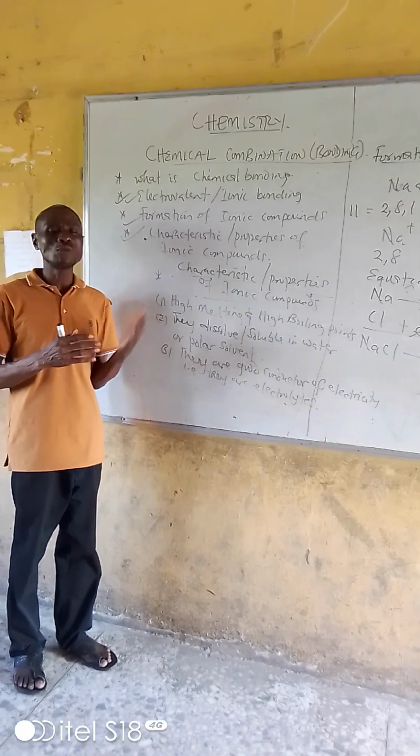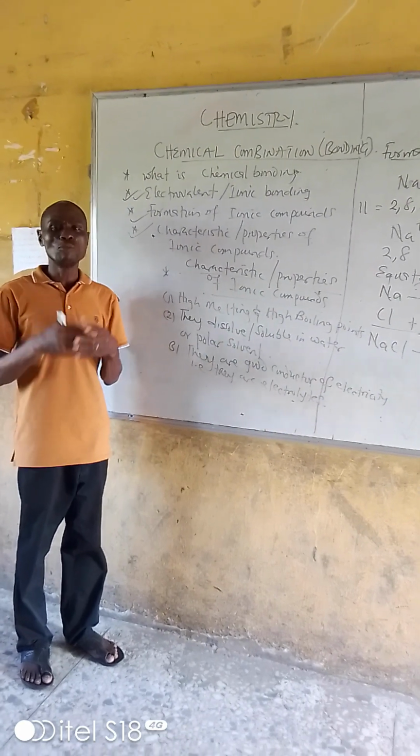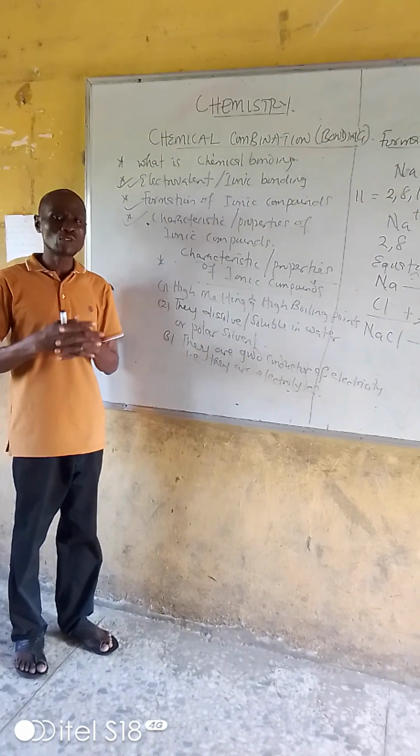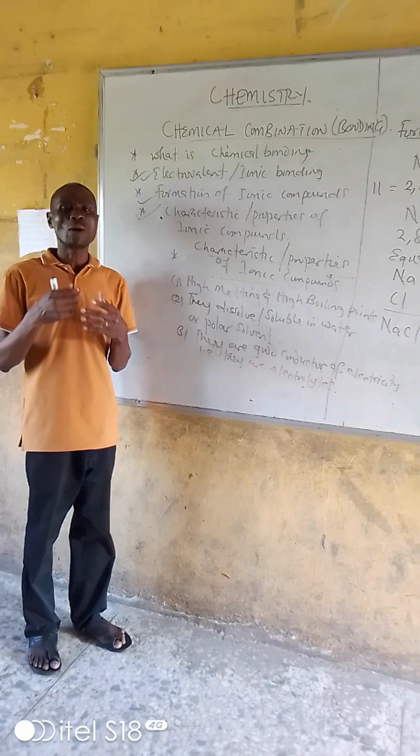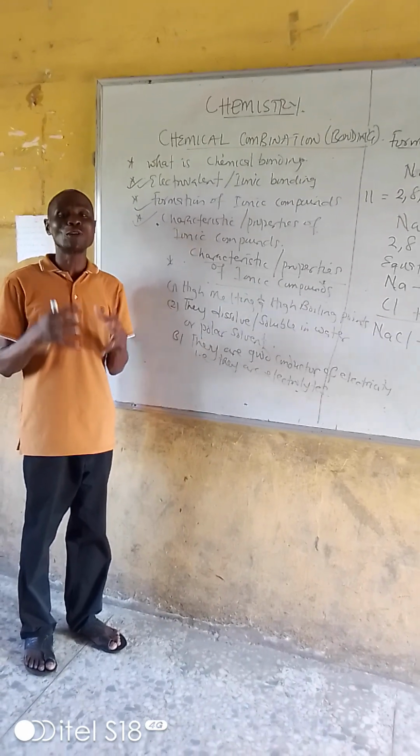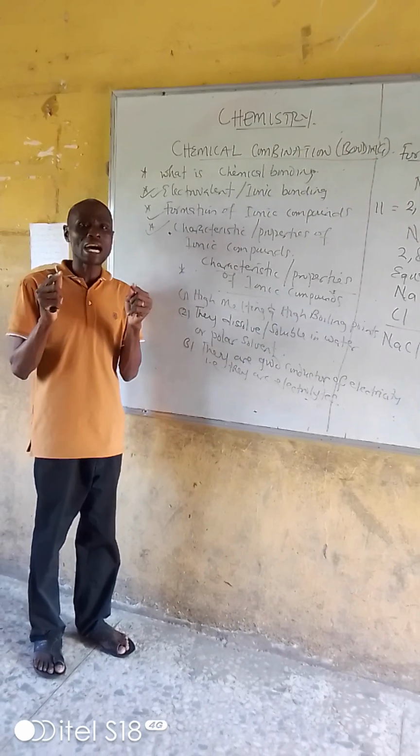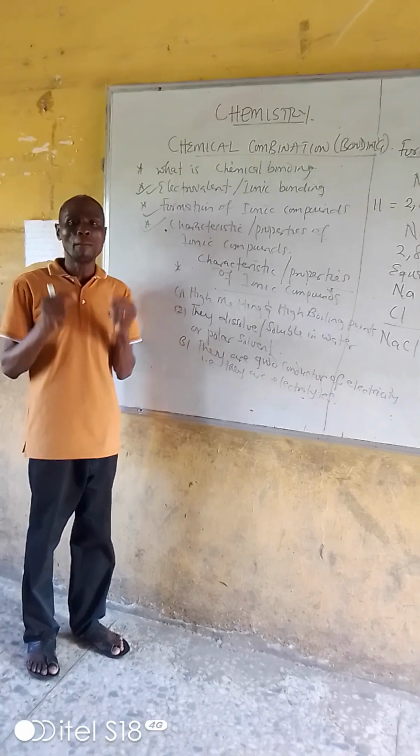I hope with what we have discussed, you can gain most of these things. So go over what we have discussed today, so that in the subsequent session we are going to talk about another type of bond called covalent bond, which is another form of strong bond.